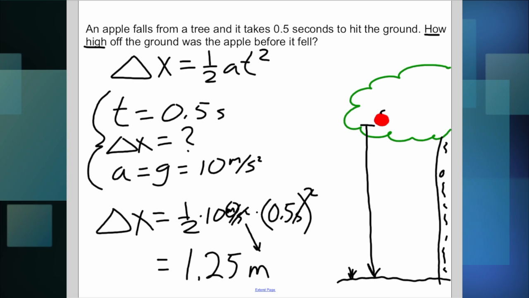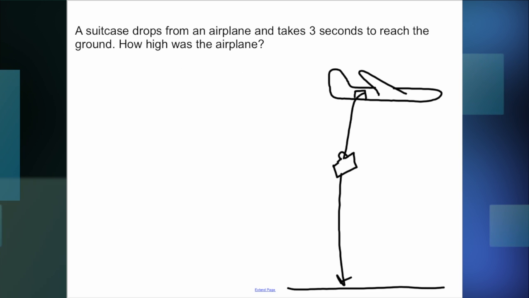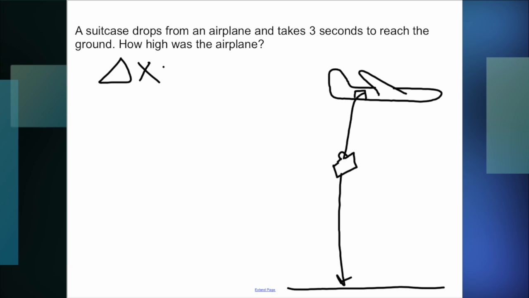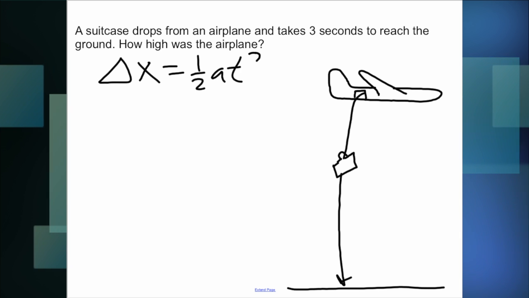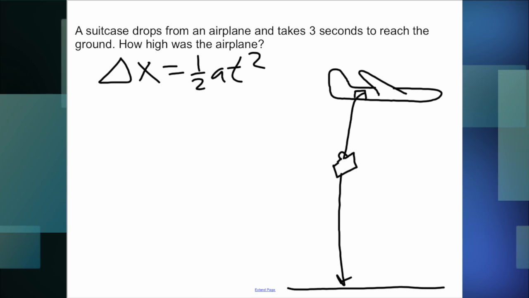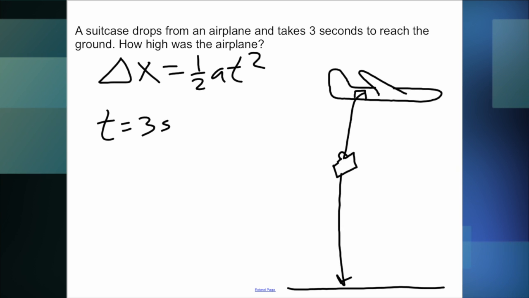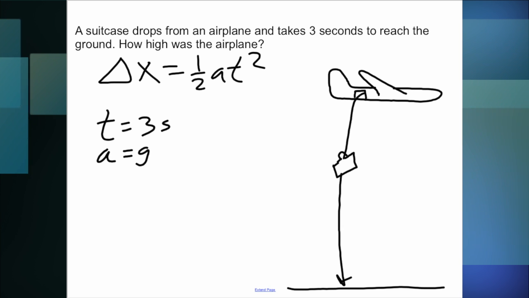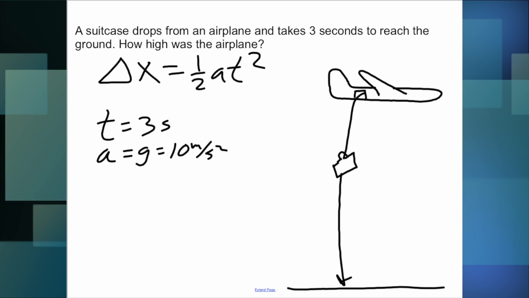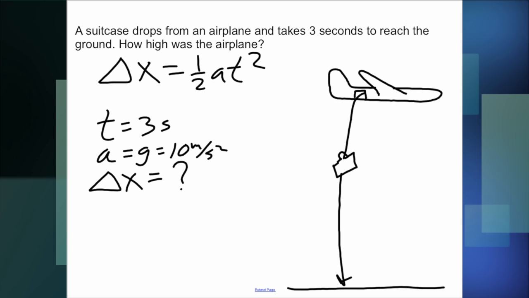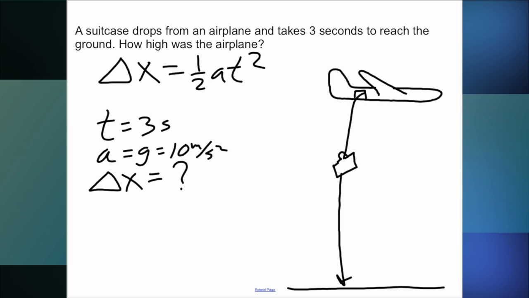All right, now on to the next problem. You're going to work most of this one. All right, a suitcase drops from an airplane, takes 3 seconds to reach the ground. How high was the airplane? Okay, delta x, again, equals 1/2 a t squared. All right, write down what you got. We have t equals 3 seconds. We have acceleration equals g equals 10 meters per second squared. And delta x, that's what we want to find. Okay, find it, pause the video, come back when you have an answer.